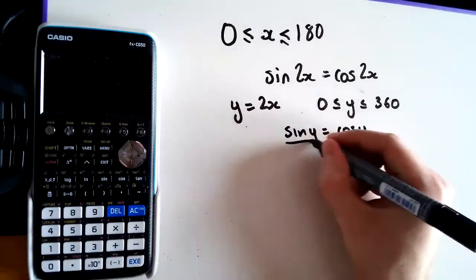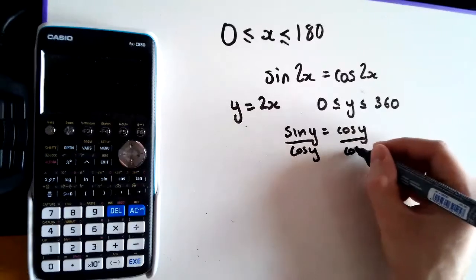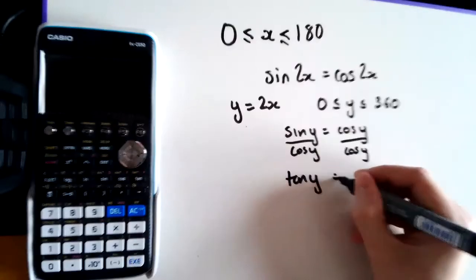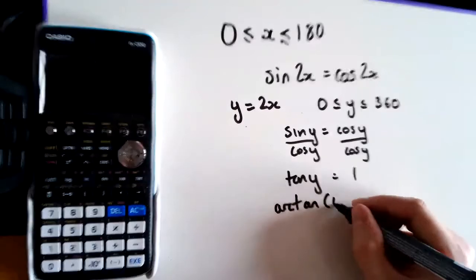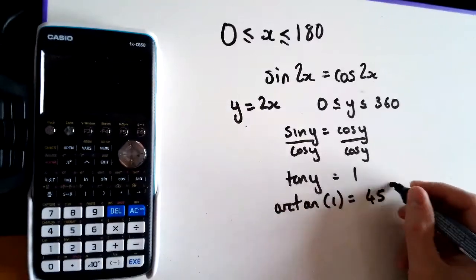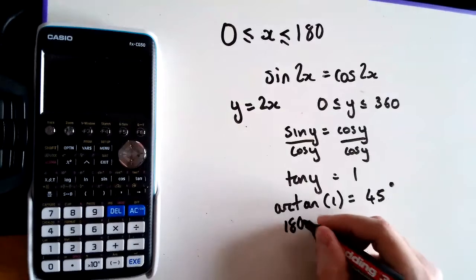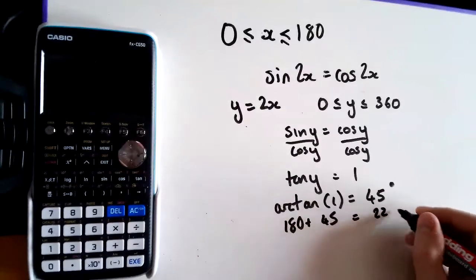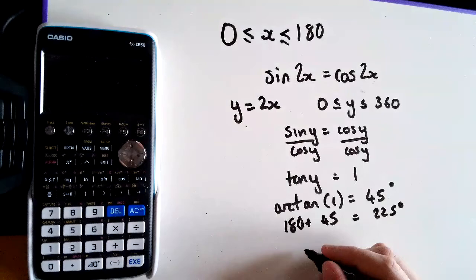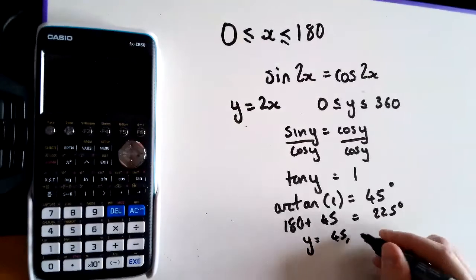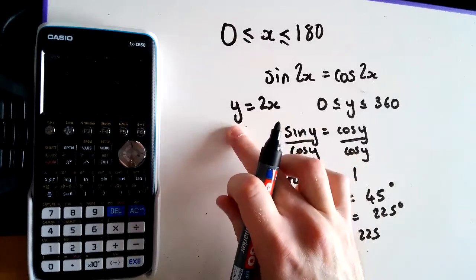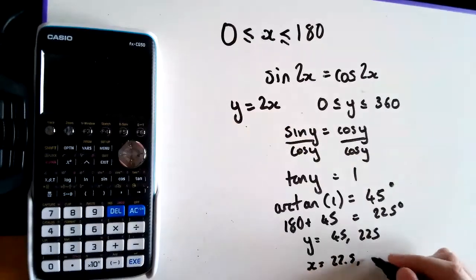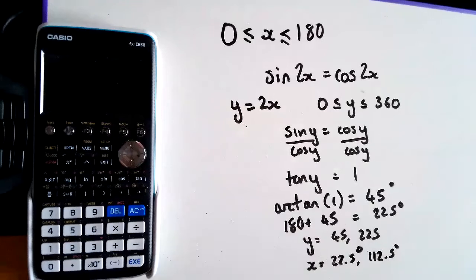then we get sine y equals cos y. Then if we divide both sides by cos y, we get tan y equals 1, which we can solve by doing inverse tan of 1, which gives us 45 degrees. And then we can add 180 to that to get 225 degrees. So there are the answers for y. So y equals 45 and 225. So x is just y over 2, so 22.5 and 112.5 degrees. Hopefully you'll have done that in your revision.